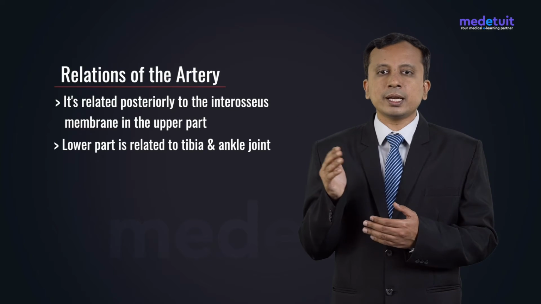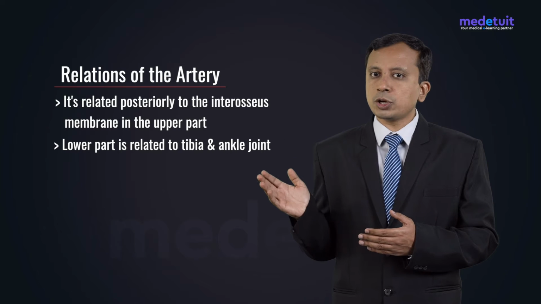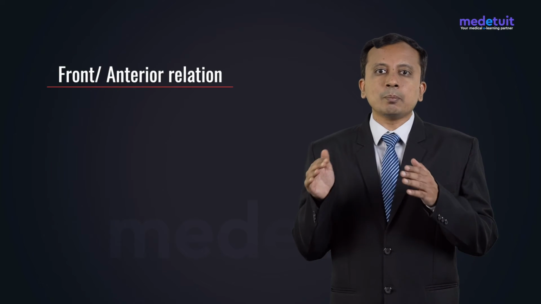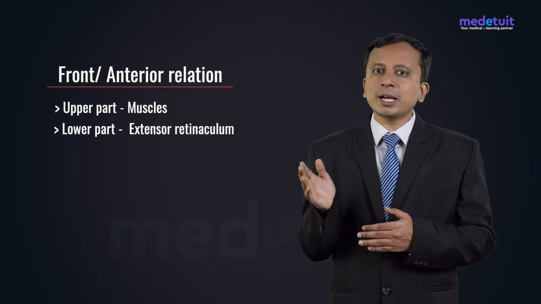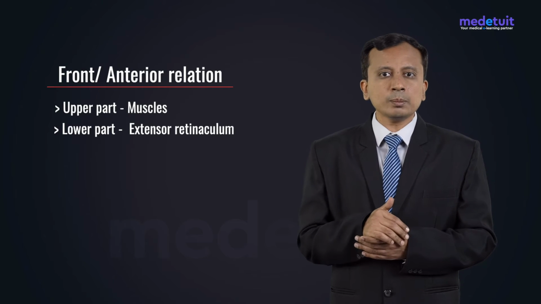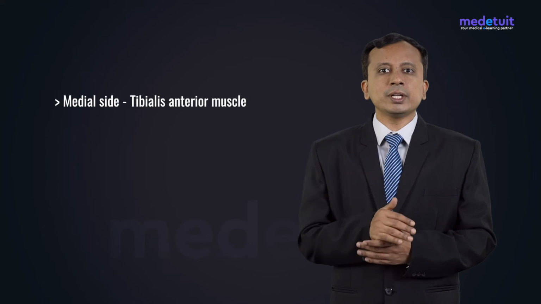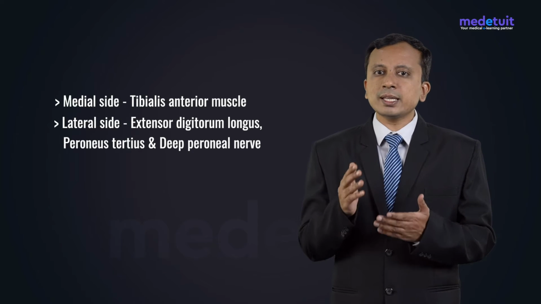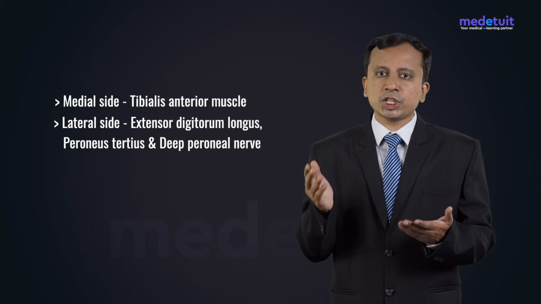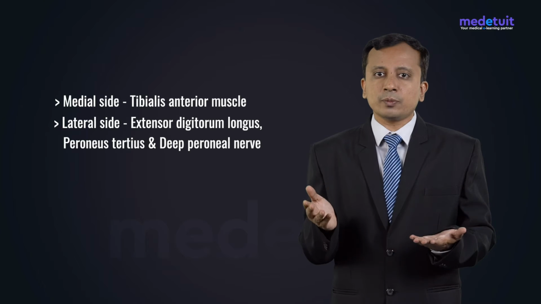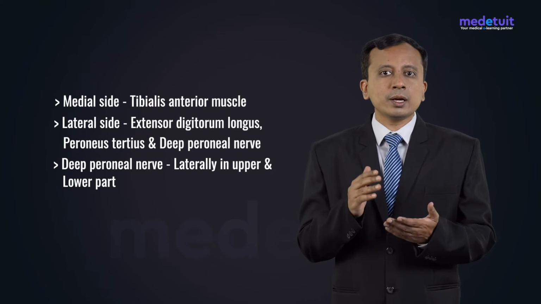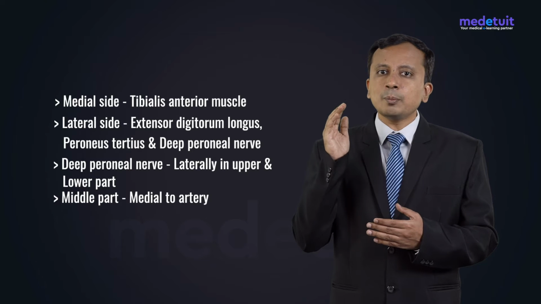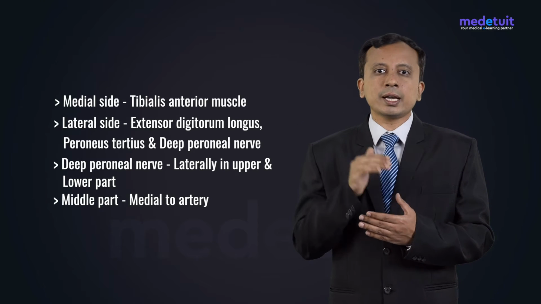In the lower part, it is related to the tibia and the ankle joint. Front or anterior relation: it is covered by muscles in the upper part. In the lower part, it is covered by the extensor retinaculum. Towards the medial side, we have the tibialis anterior muscle related. Towards the lateral side, we have the extensor digitorum longus, peroneus tertius and the deep peroneal nerve. The deep peroneal nerve is related laterally in the upper part and the lower part. In the middle part, it is related medial to the artery.